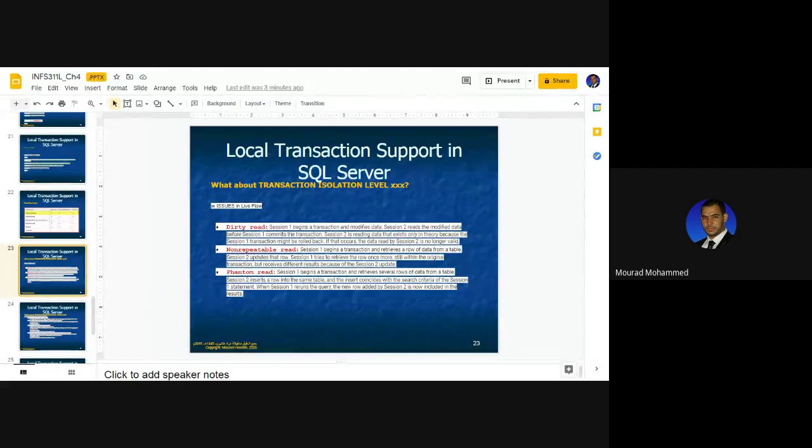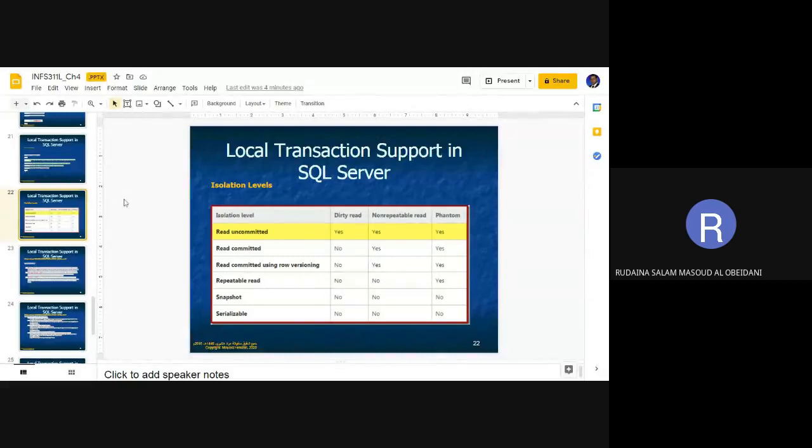We were talking about the isolation levels. Yes, transaction isolation level. So, read committed, read uncommitted, session isolated.